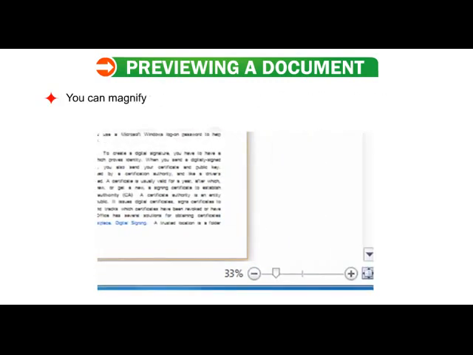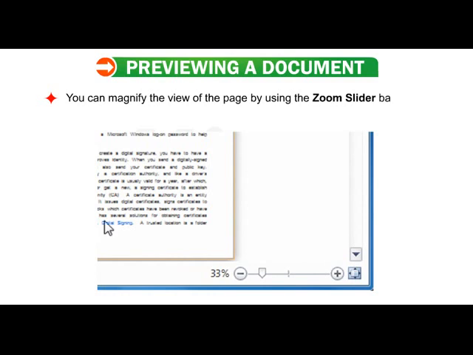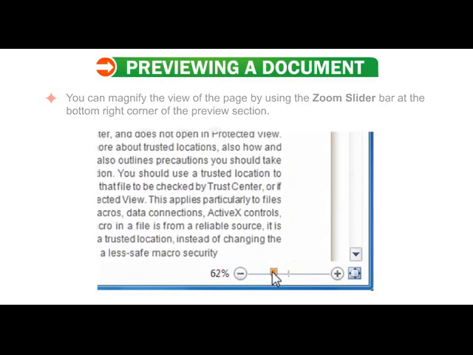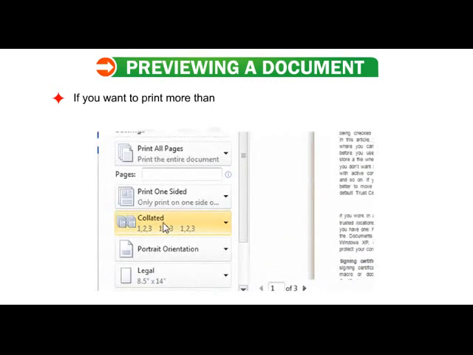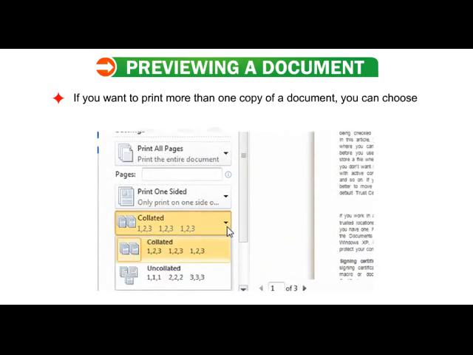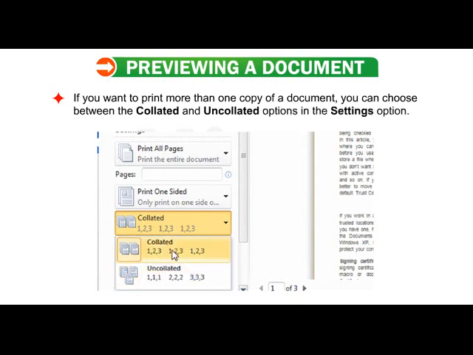You can magnify the view of the page by using the zoom slider bar at the bottom right corner of the preview section. If you want to print more than one copy of a document, you can choose between the collated and uncollated options in the Settings option.